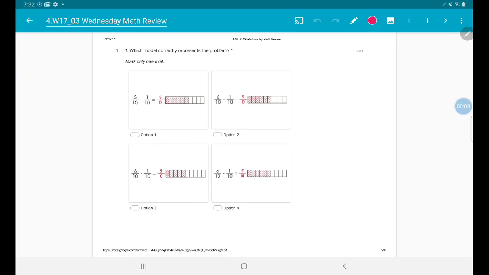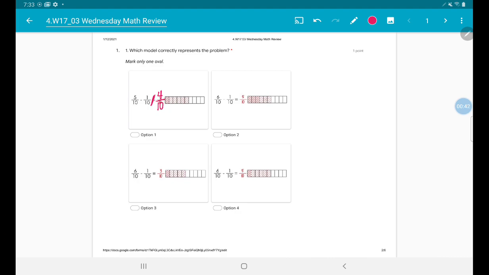Checking Wednesday's daily math. The first question asks you which model correctly represents the problem. So we need to make sure that the problem is correct and that the model correctly represents the problem as well. If I look at option 1, I have 5/10 minus 1/10 equals 5/10. If I have 5/10 and I take one of those away, that would not equal 5/10. That would equal 4/10. So I know that option 1 can't be correct.